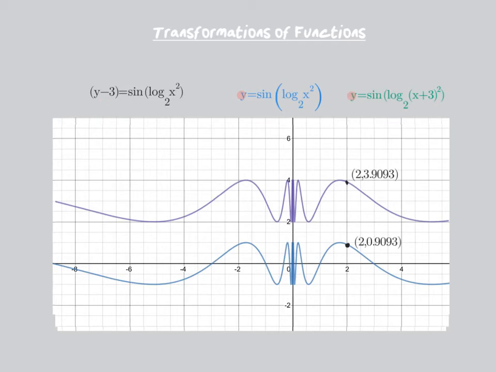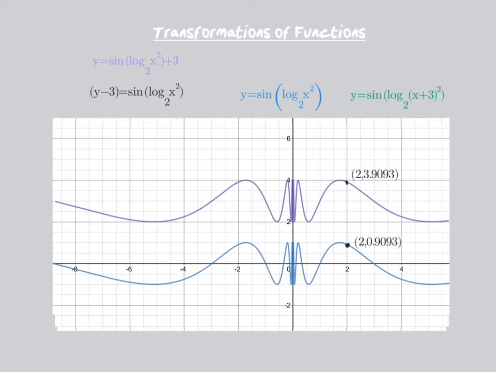Right? So we always want to get y by itself. So even though the transformation is y minus 3, that's the one we're looking for, we still want to rewrite this equation as y equals, we're going to add 3 to both sides, so sine of the log of x squared to the base 2, all in brackets, plus 3. So that's the big difference between moving things left and right, horizontally, and moving things vertically.